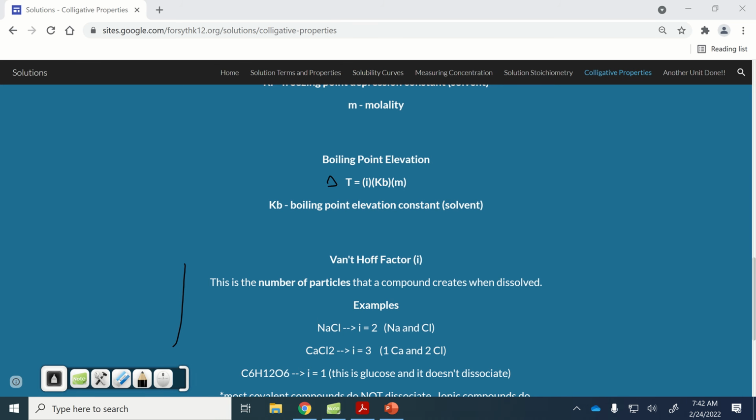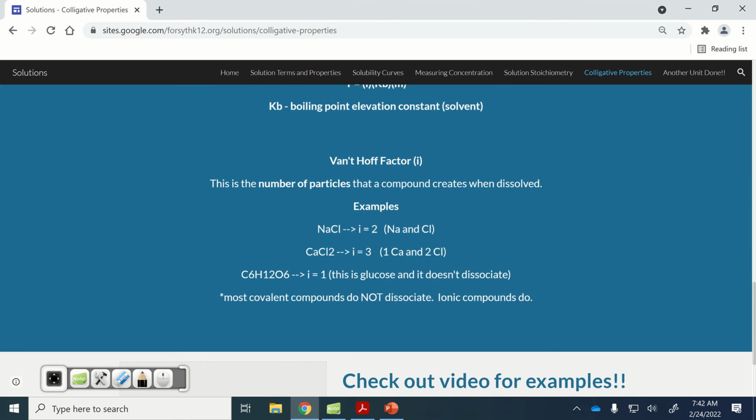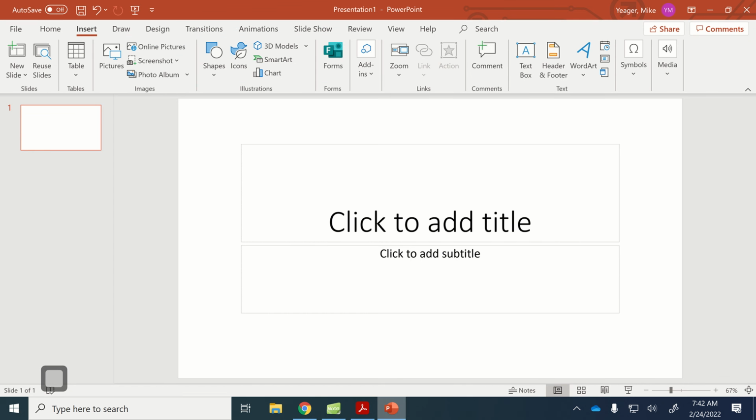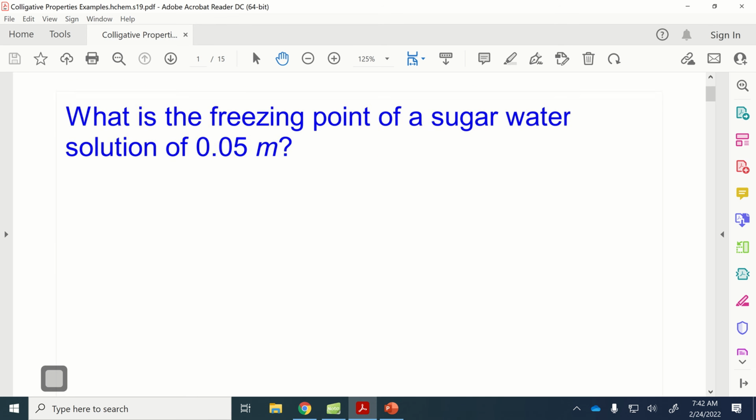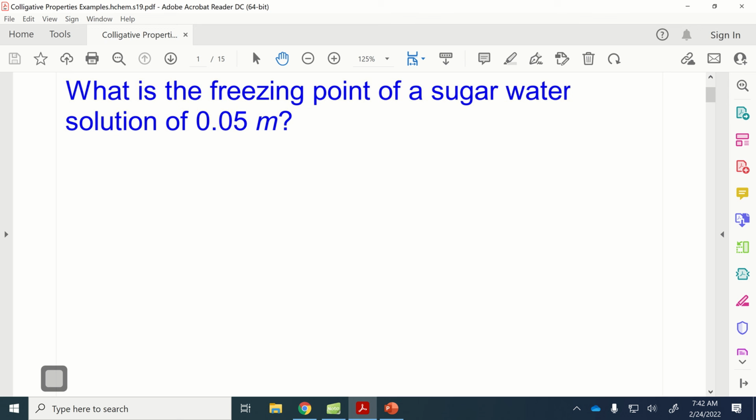Okay? So, if you need more about the Van't Hoff factor, there it is. I'll let it sit for a second just so that you can see that. Again, most covalent compounds, the last statement there, do not dissociate, they do not break up into individual particles or ions, so that's why for most covalent compounds, we simply have 1 for the Van't Hoff factor. Okay? So let's go ahead and check out a couple of examples here.